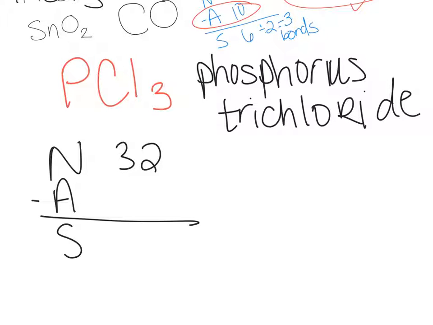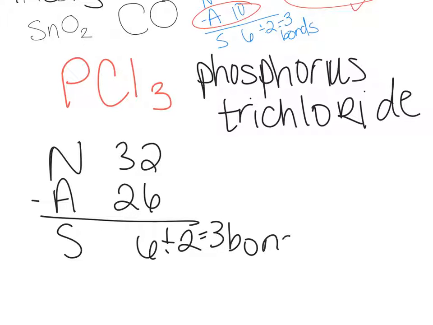32, 26. We had 6 divided by 2, which was 3 bonds. Yes? Okay. How did you know everybody needs 8 and there's 4 atoms? There's 4 atoms total. Oh, you multiply? Yes. Well, or you do 8 plus 8 plus 8 plus 8. Right? All right. So, how did you guys know to put phosphorus in the middle?